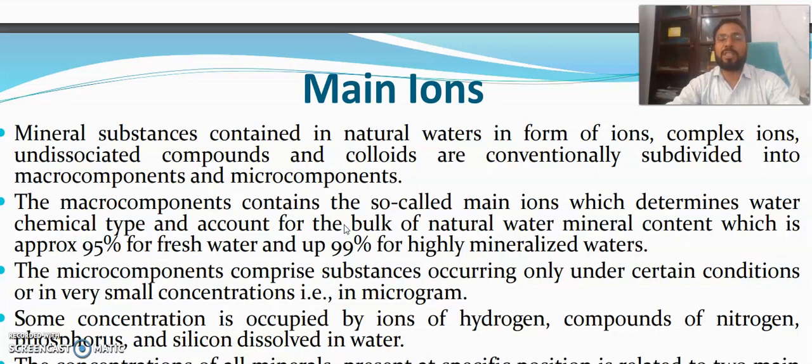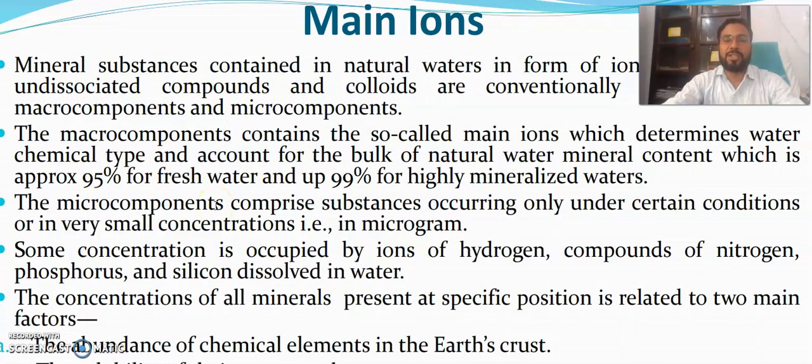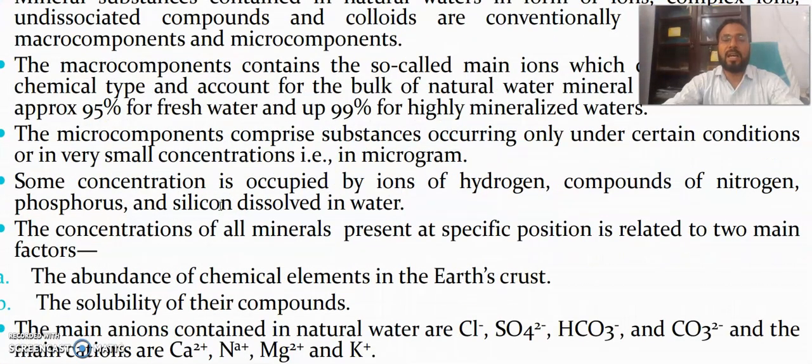The microcomponents comprise substances occurring only under certain conditions or in very small concentrations, that is in milligrams. Some concentration is occupied by ions of hydrogen, compounds of nitrogen, phosphorus and silicon dissolved in water. The concentration of all minerals present at a specific position is related to two main factors: the abundance of the chemical element in the earth's crust, and the solubility of their compounds.